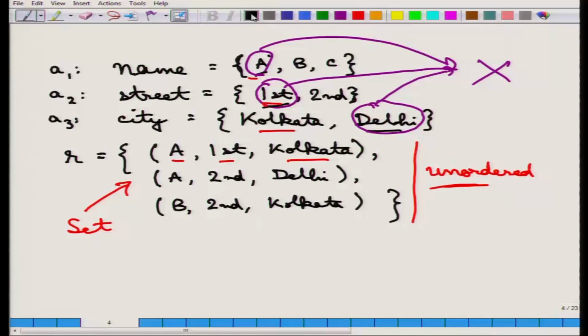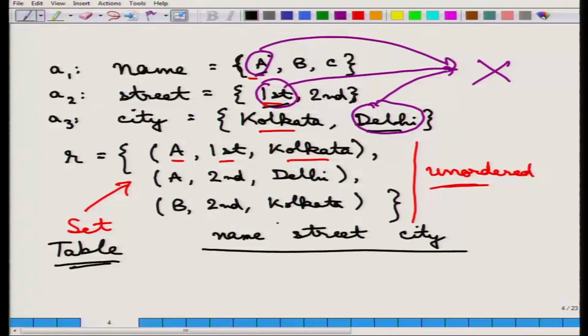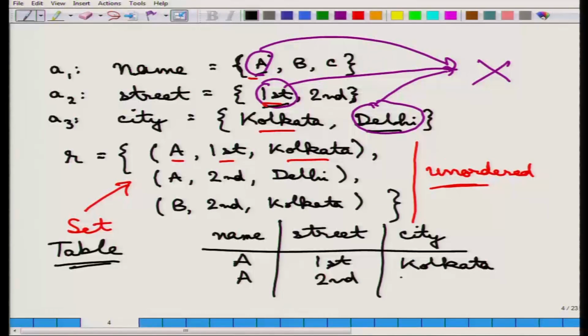Generally this is depicted as a table. We all have some idea of what a database looks like, and generally we depict it as a table, but this is just a depiction. The relational data model does not depend on how you depict it. So this will go here: A, first, Kolkata; then A, second, Delhi; then B, second, Kolkata. This is the same relation written as a table.